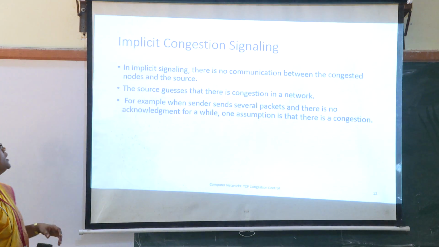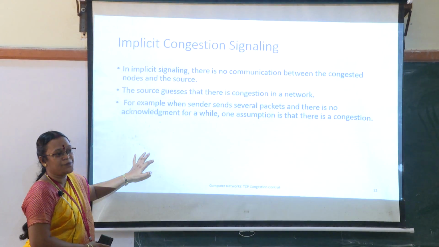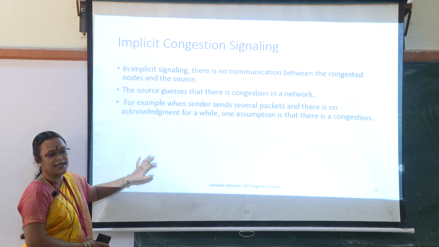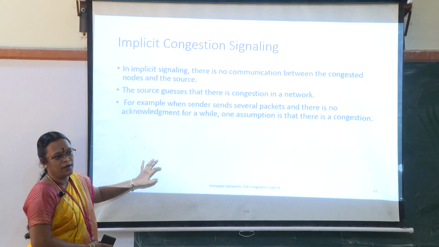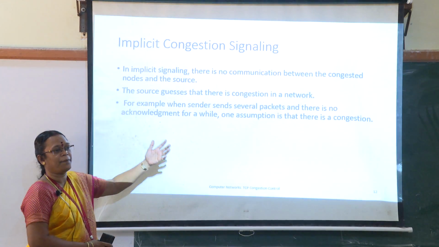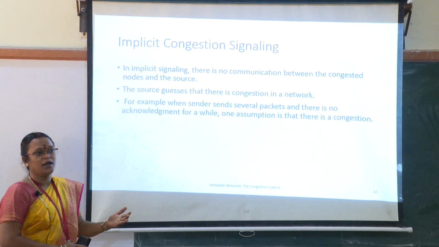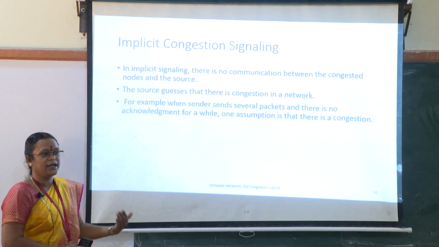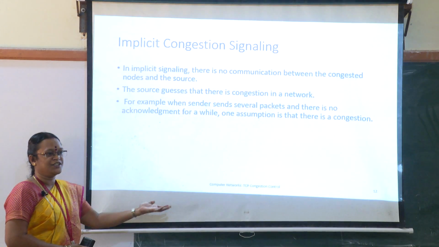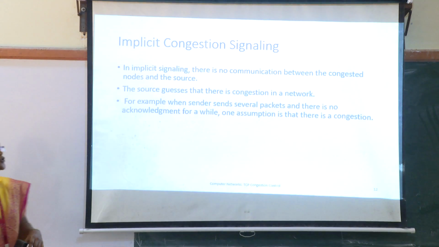Next, implicit congestion signal. Here, by assumption itself, the source will understand that congestion has occurred. Why? Because when you transmit a packet, it waits for an acknowledgement. If the acknowledgement is lost and not received, the source automatically guesses that congestion has occurred. That is known as implicit congestion control.